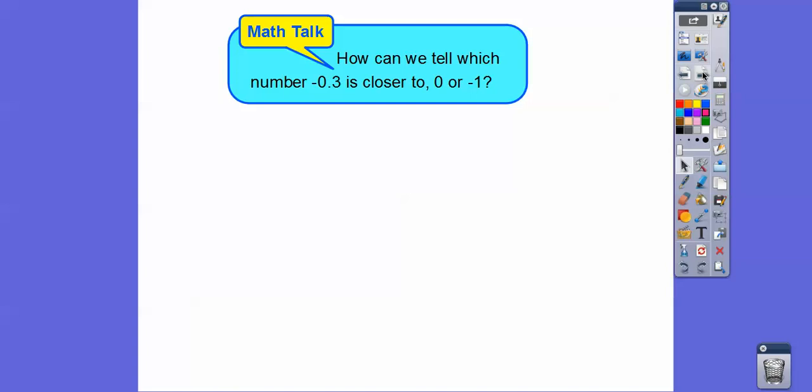So how can we tell which number -0.3 is closer to? Is it closer to 0 or is it closer to -1? Well, since 0.3 is closer to 0 than it is to 1, then that means -0.3 is going to be closer to 0 than it is to -1.